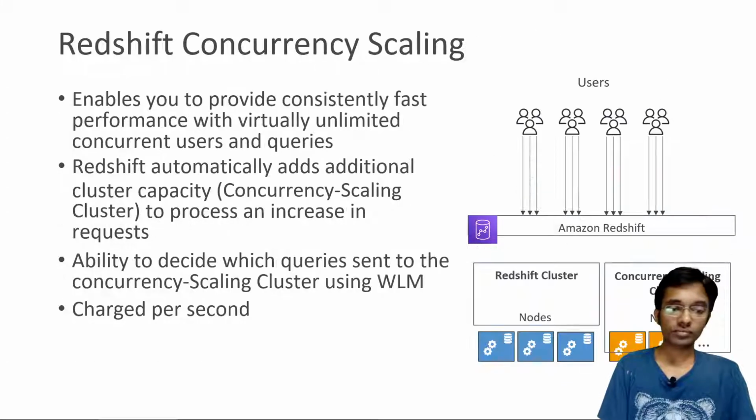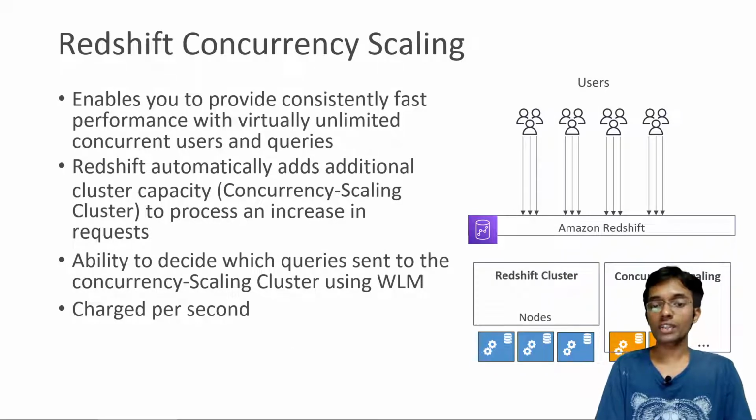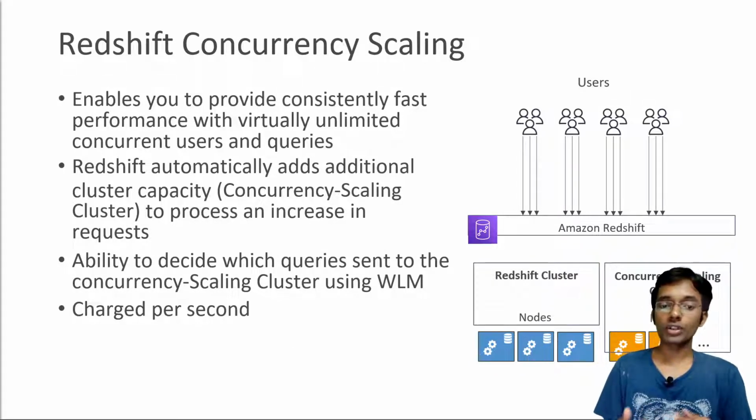Okay, then we have Redshift concurrency scaling. This enables you to provide consistently fast performance with a virtually unlimited number of users and queries by adding Redshift capacity on the fly. This additional cluster capacity is called a concurrency scaling cluster and allows you to process an increase in requests. So let's say we have a normal Redshift cluster with a few nodes, and this sustains the bunch of users that we have normally, okay? But say tomorrow we get a lot more users submitting queries into Amazon Redshift, and then automatically the concurrency scaling cluster will add nodes to accommodate for these numbers of users.